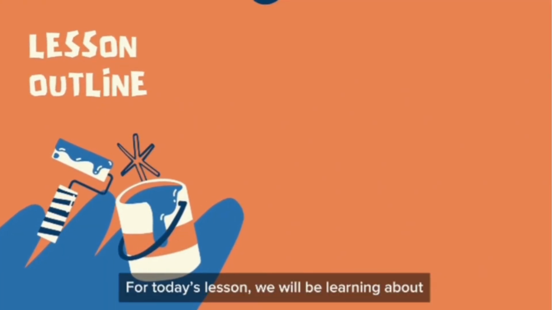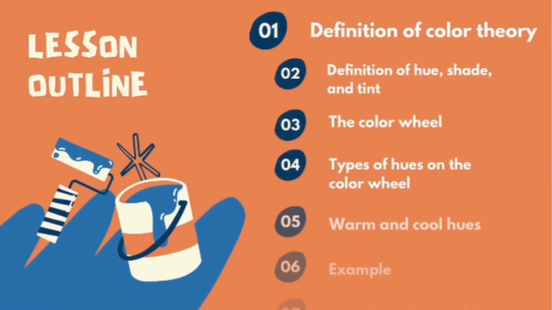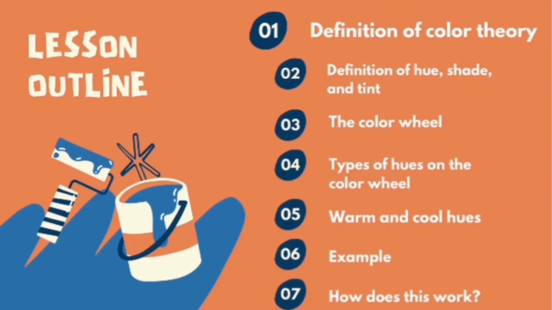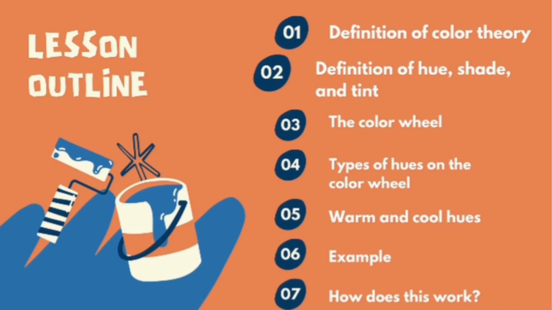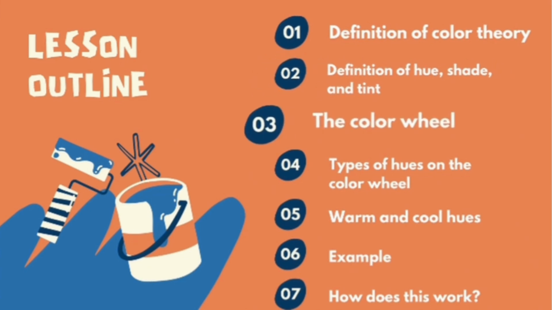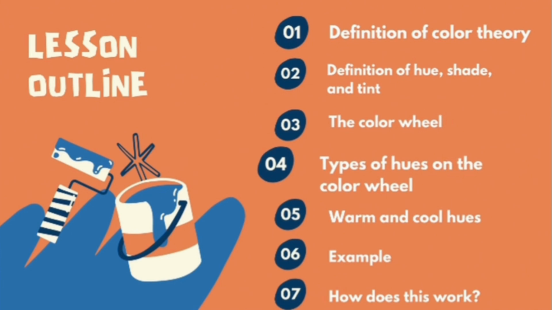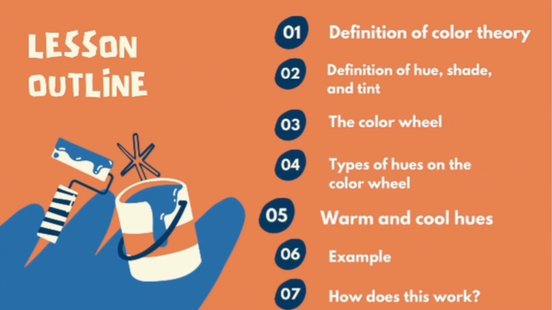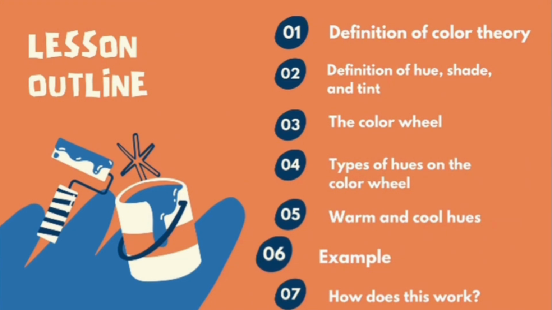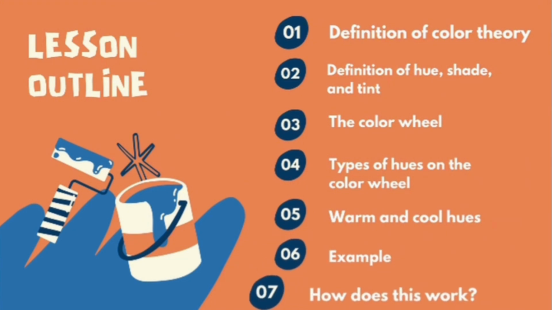For today's lesson, we'll be learning about the definition of color theory, the definition of hue, shade, and tint, the color wheel, the types of hues in the color wheel, warm and cool hues, example, and how does this work? Exciting, isn't it?